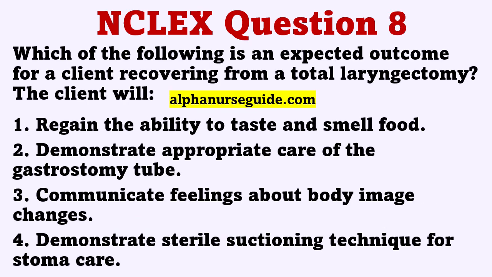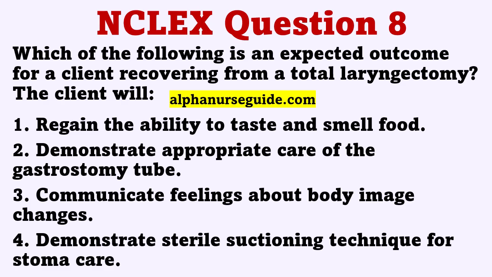Which of the following is an expected outcome for a client recovering from a total laryngectomy? The client will 1. Regain the ability to taste and smell food. 2. Demonstrate appropriate care of the gastrostomy tube. 3. Communicate feelings about body image changes. 4. Demonstrate sterile suctioning technique for stomach care.